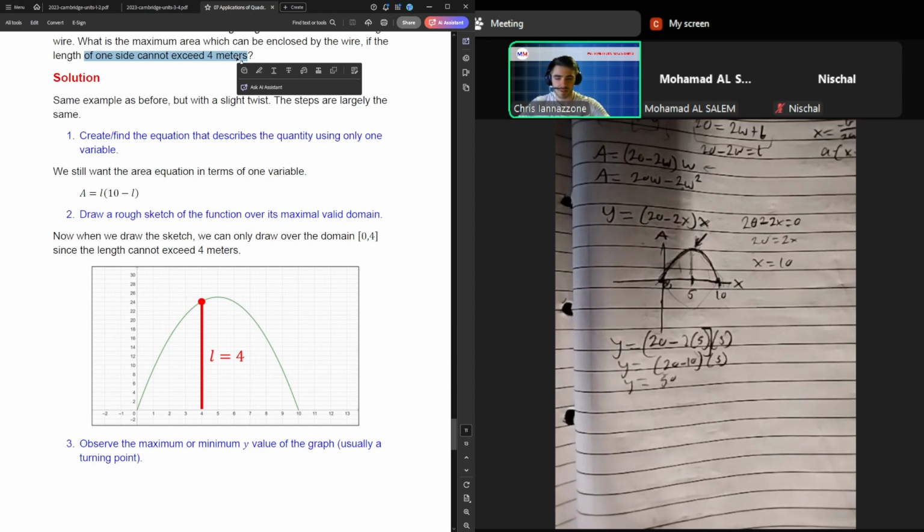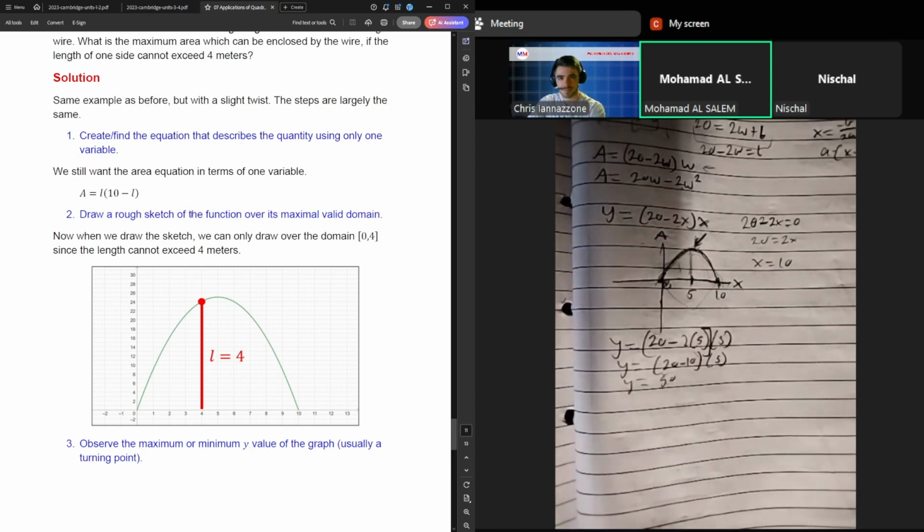X is our length values, and A is our areas on the top. Clear enough why we have to cut it off early? Yeah. So when we have a restriction, we calculate the entire domain, but then we cut it off at some point, depending on the restriction. You don't have to do the entire domain.